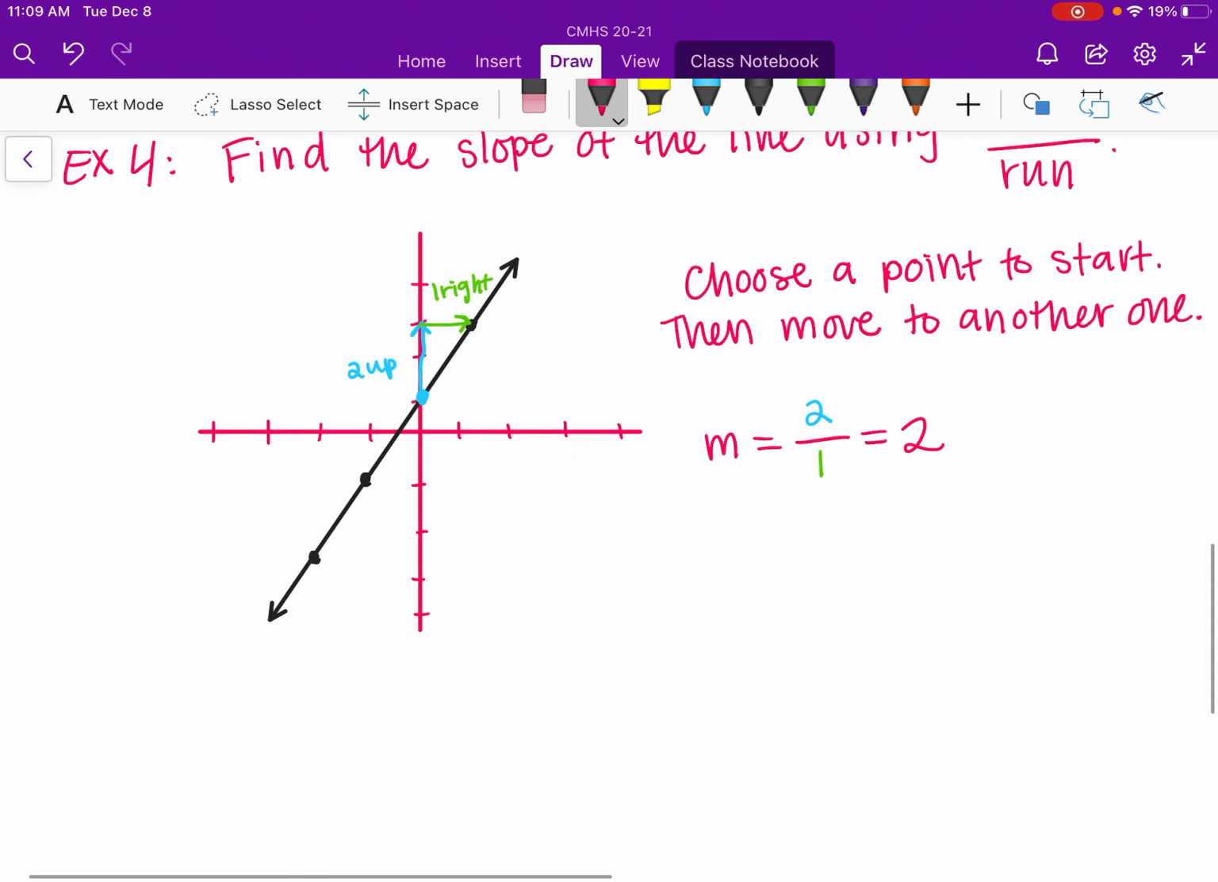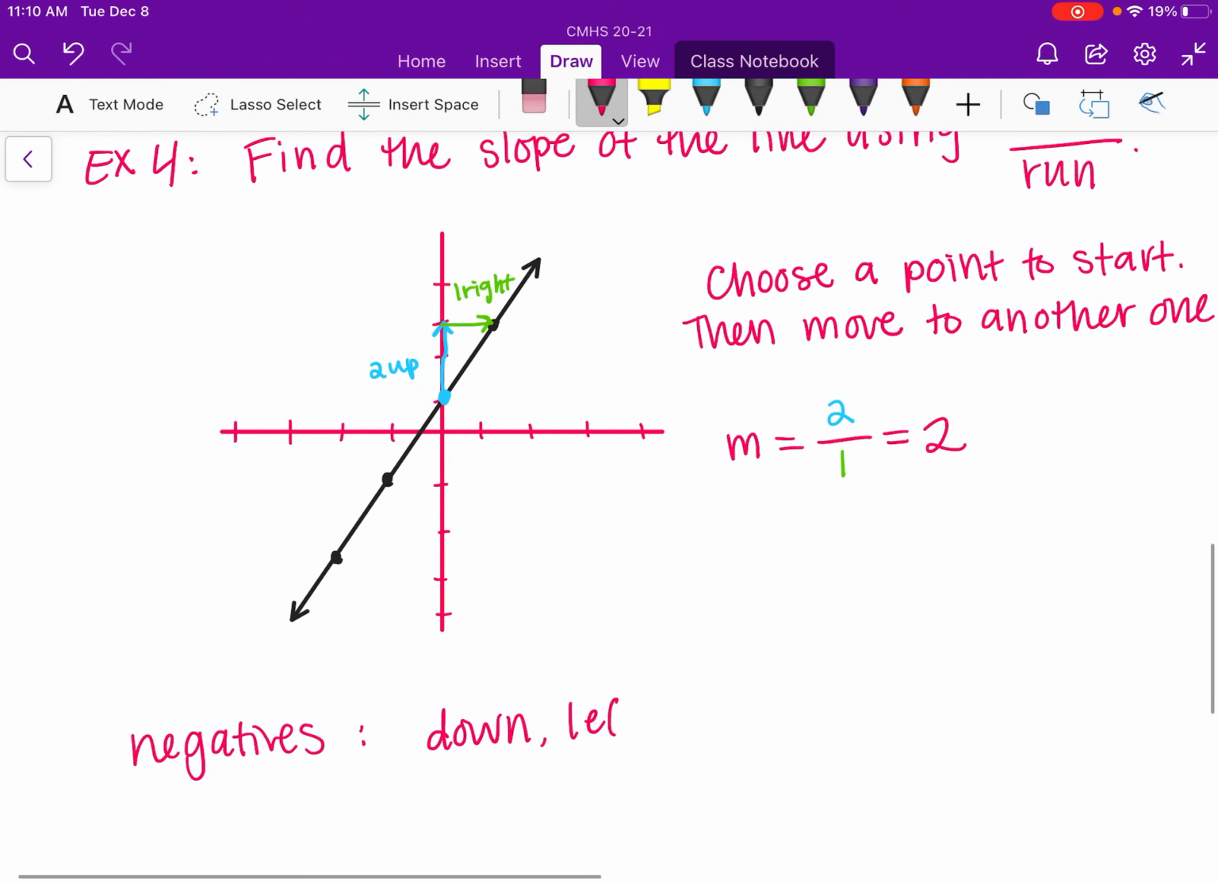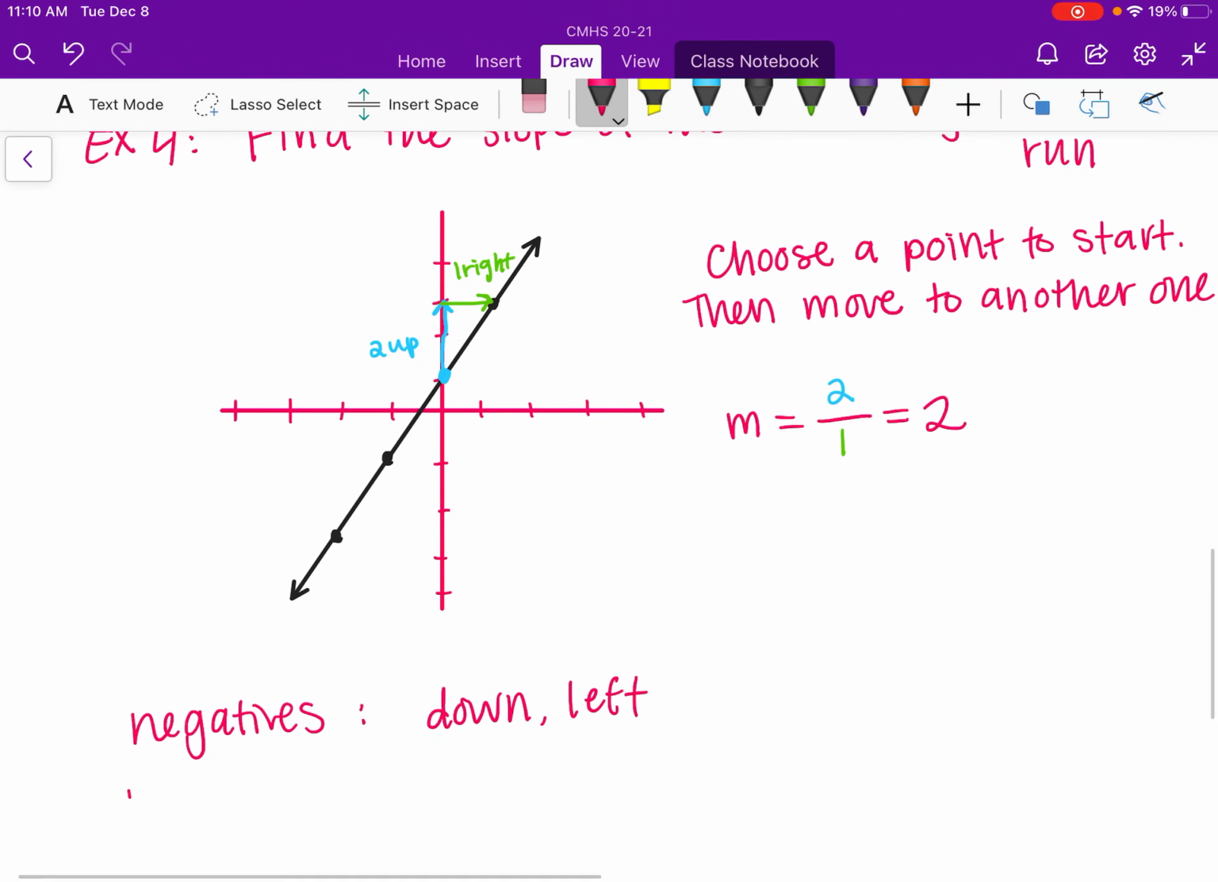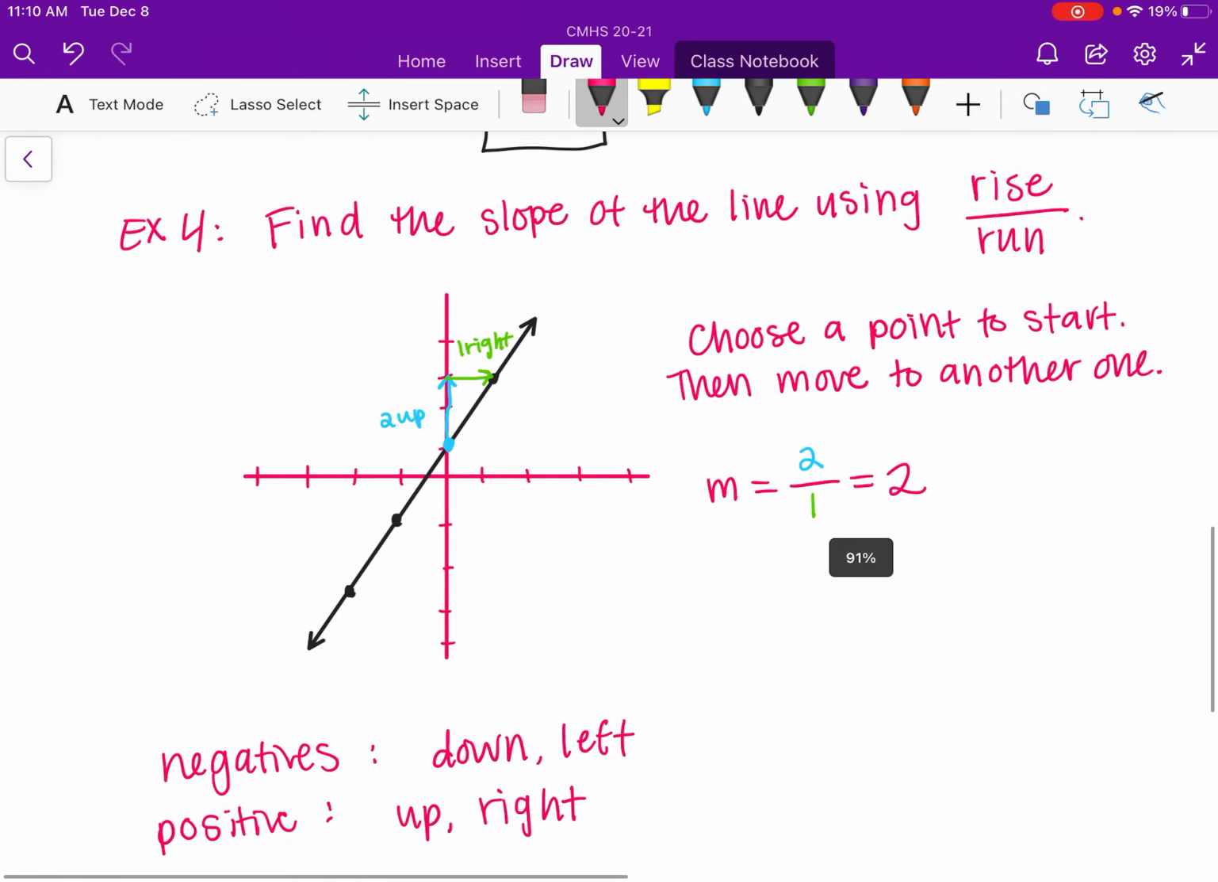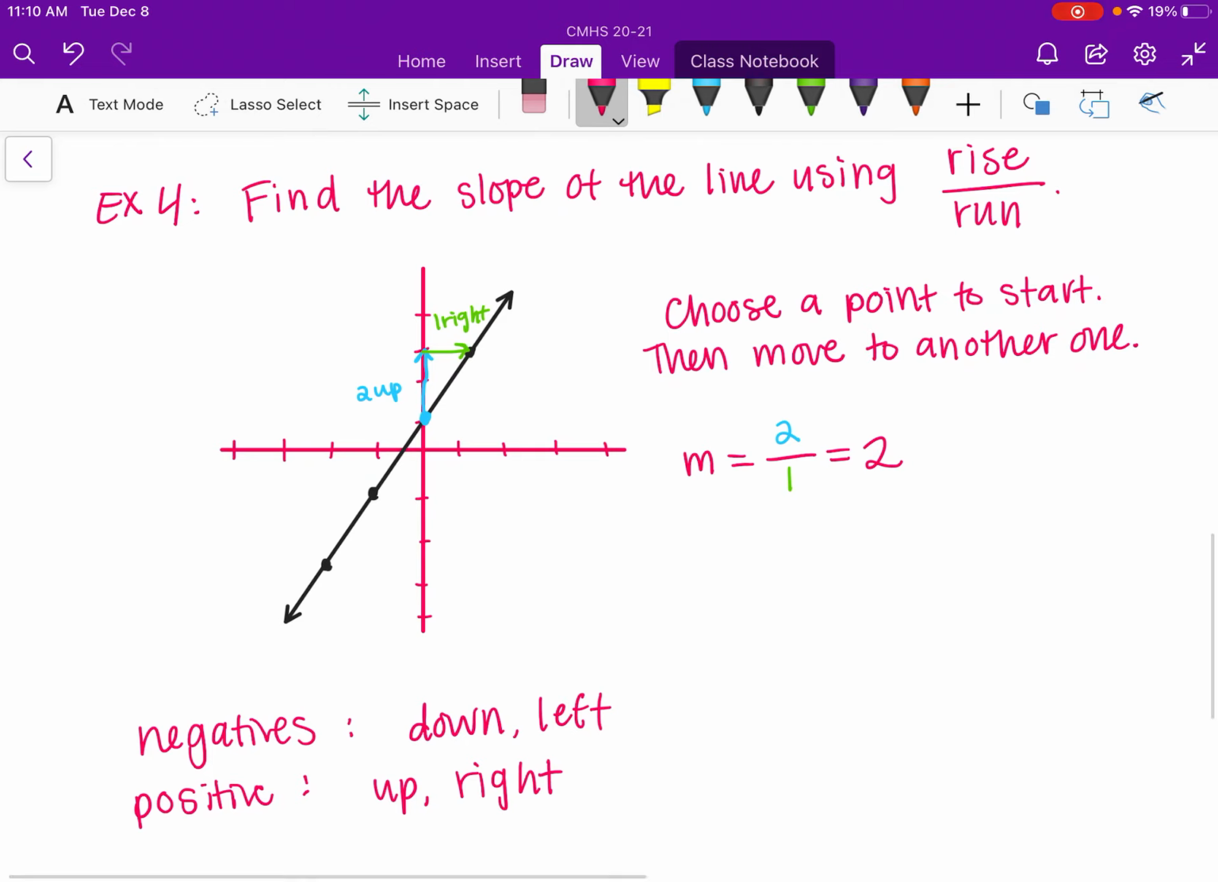That's the end of the notes today, but I would like to just refresh you. So the negatives, if you move negative, it is down and left. Those 2 are going to be negative. And the positive moves are up and right. So if you move up, it's positive. If you move down, it's negative. If you move right, it's positive. If you move left, it's negative. So keep that in mind when you do your rise over run. But for now, that's all I have.